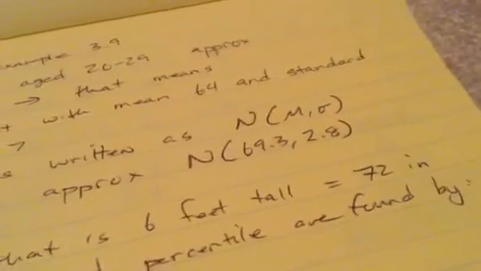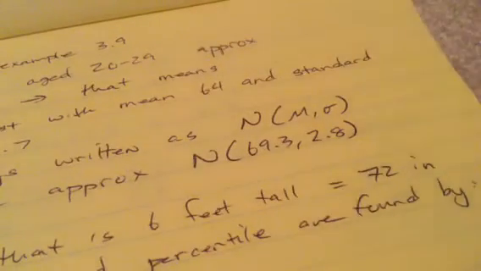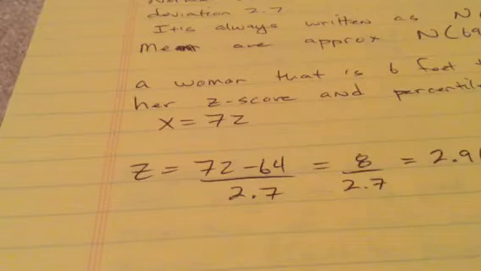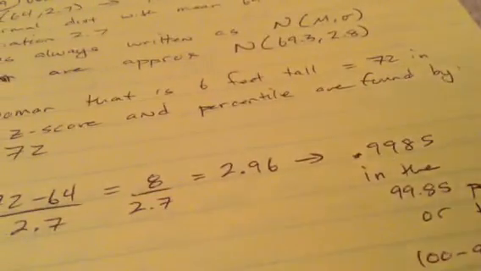So for the men, they are approximately normal, capital N, with a mean of 69.3, standard deviation of 2.8. So a woman that is 6 feet tall is 72 inches. Let's find her percentile. All right, so we're going to find both. Her x value is 72. Do 72 minus 64. Divide that by 2.7. It's a z-score of 2.96.